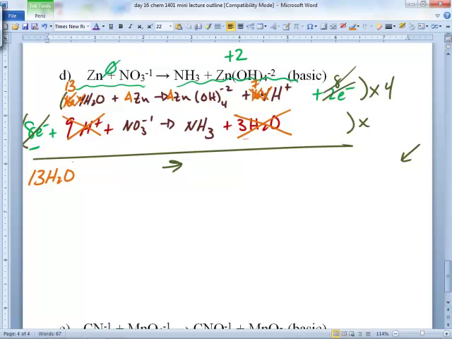And how many zincs? 4 of them. And how many of those nitrates? 1, because I'm not multiplying that one through by anything. And now I've got the 4 zinc hydroxide compounds. And I've got the 7 hydrogen ions. And I've got the NH3. And it looks like that's about it, right?